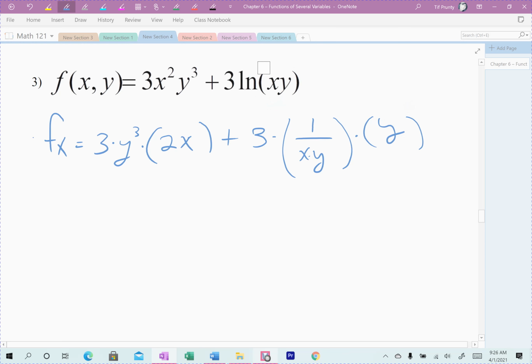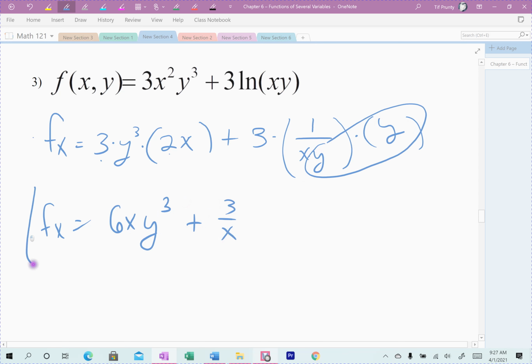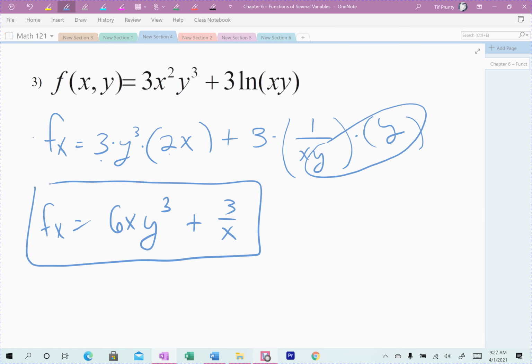And then I'll clean it up. So I'm going to multiply this and move it up here. So I get my 3 times 2x, which will give me 6xy cubed, plus here, the y will reduce, right? y divided by y is 1. And then I can rewrite that as 3 over x, just to write it simplified as one fraction. Right, there's the derivative with respect to y. Or sorry, x. So there's the derivative with respect to x.